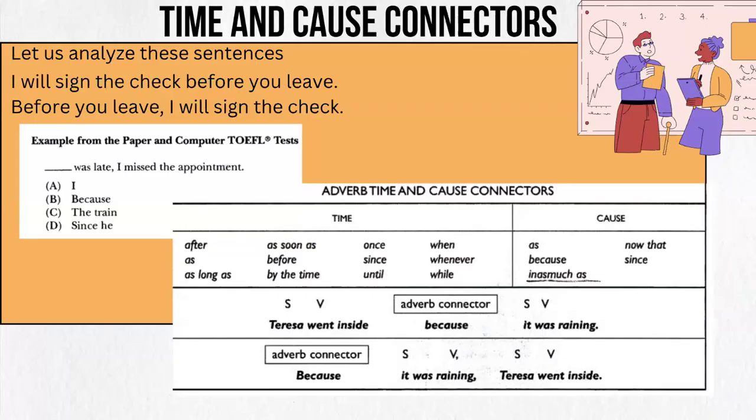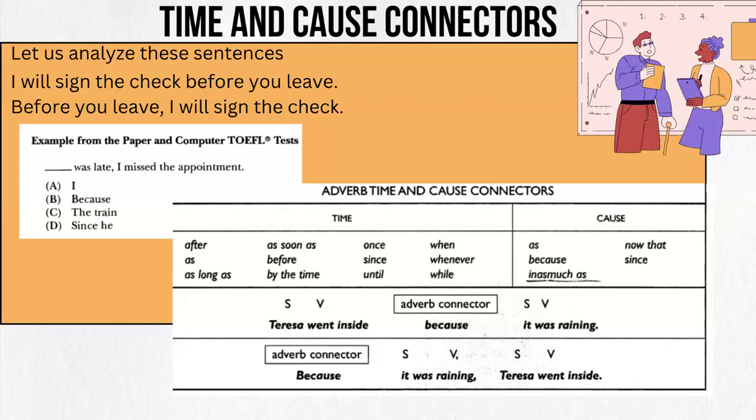These are some time and cost connectors. Like their names say, they show time, moments like sequence, and causes. And we have all of this: after, as long as, as soon as, before, by the time, when, whenever, etc. Or we can have as, because, now that, since, inasmuch as.